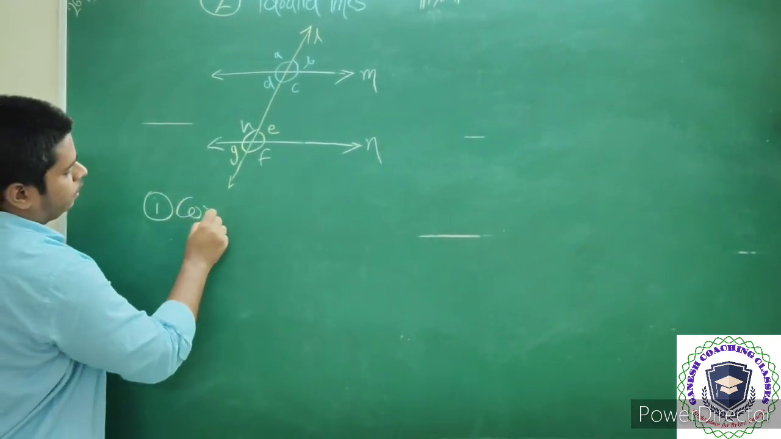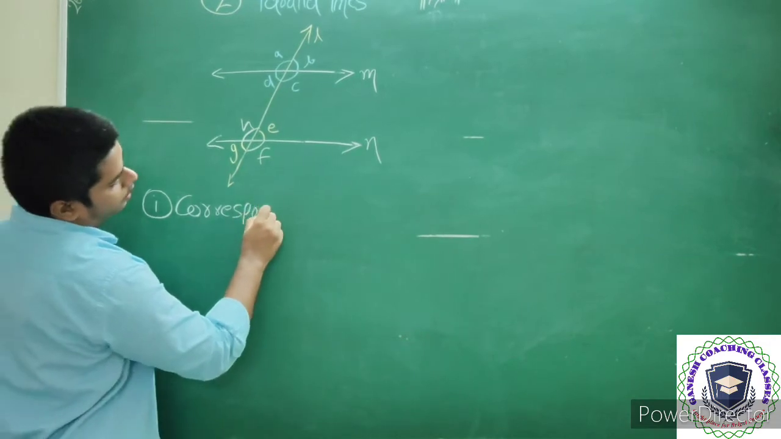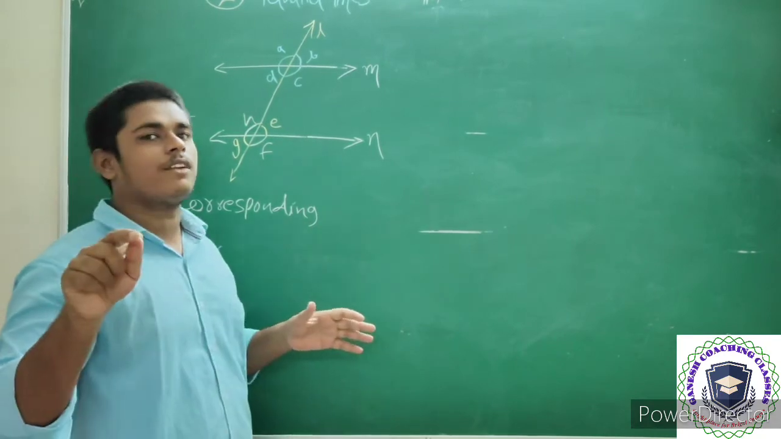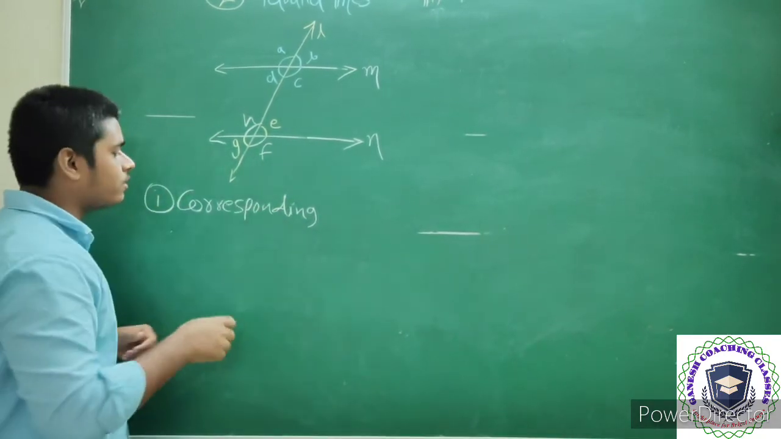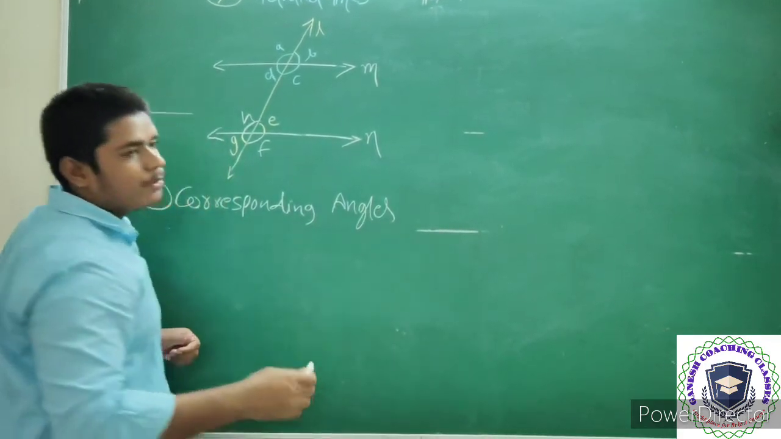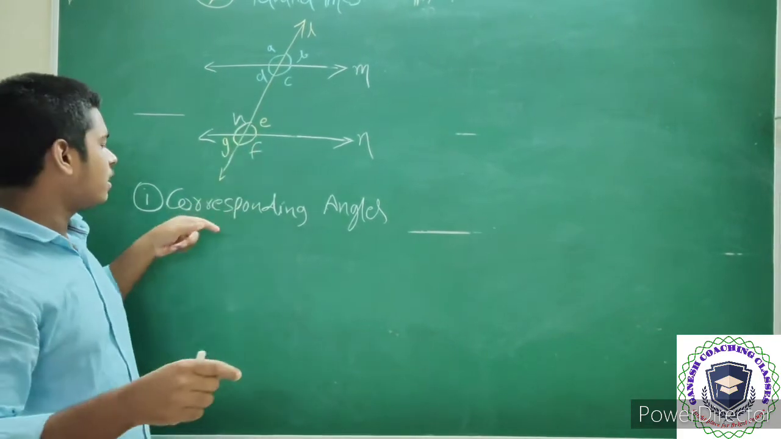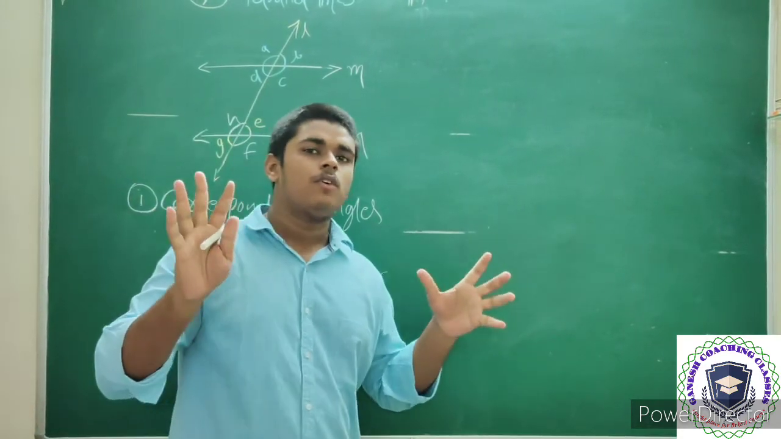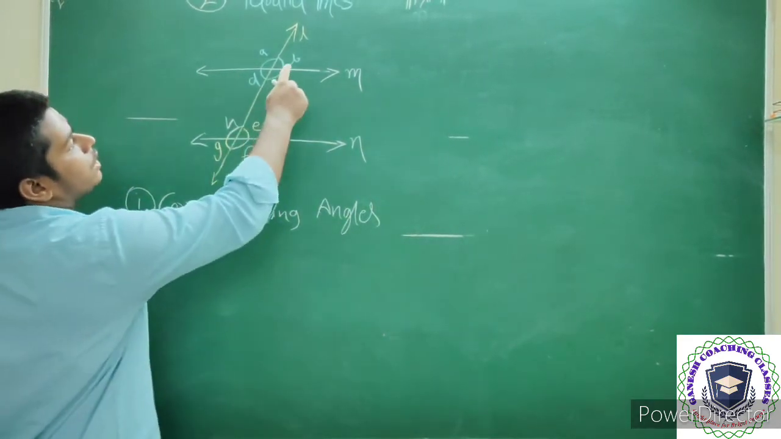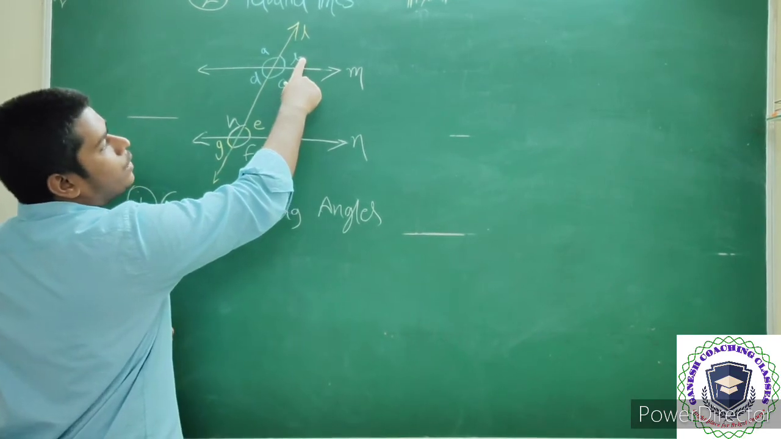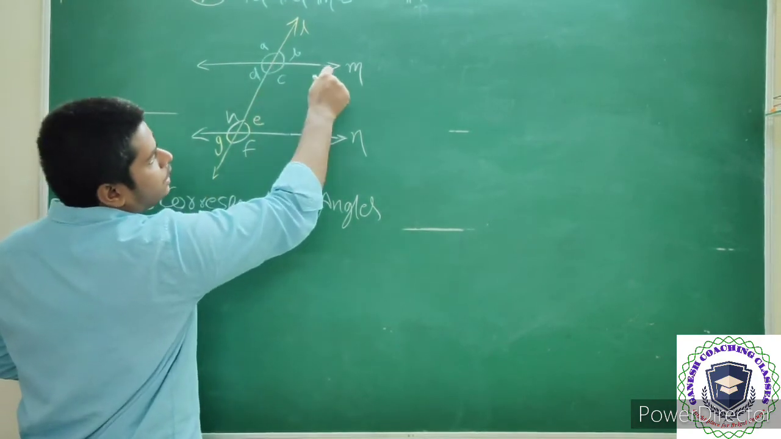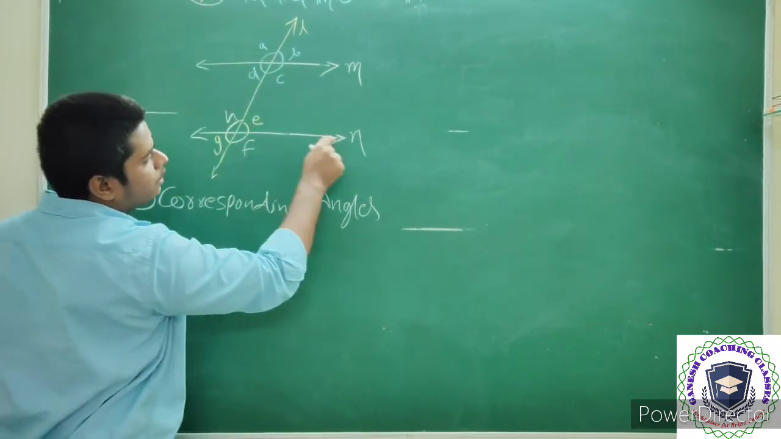First one is corresponding angles. All the different types of angles we have learned in 8th standard, so here we have to revise those angles. As we learned in 8th standard, corresponding angles are the angles which look alike. What does looking alike mean? When we are considering angle B, which angle looks like angle B? That is E, because it is in this shape, and angle E also is in this shape.